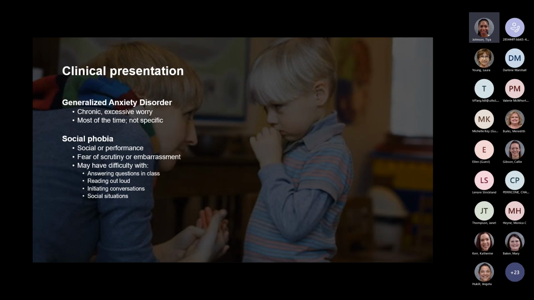Then there is social phobia, which is anxiety in one or more social settings or during performance situations. This includes a fear of social scrutiny and doing something embarrassing, and they may have difficulty answering questions in class. They may have trouble reading out loud in class. They may have trouble initiating conversations with others, and they may have trouble attending social situations.